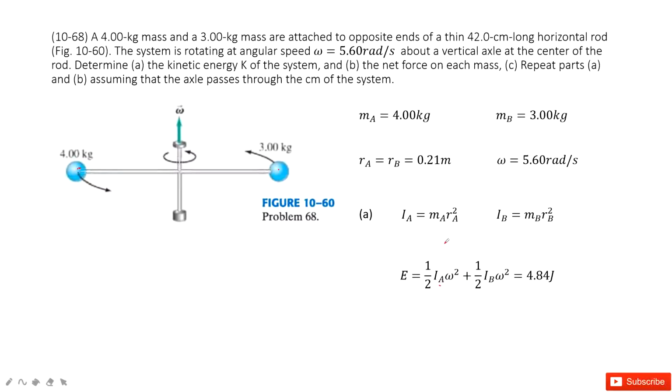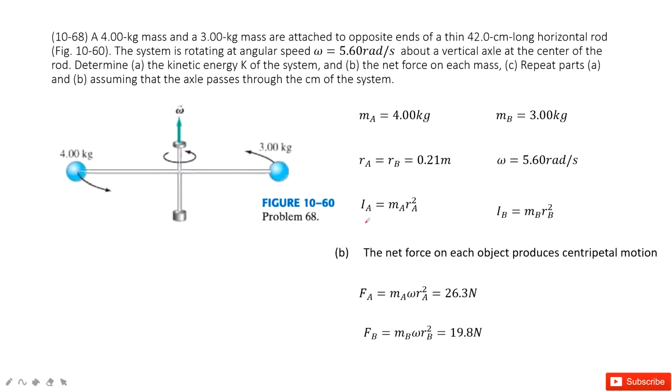The next one, we need to find the moment of inertia for object A and object B. For A, we have the mass times r squared. Similarly, we have IB equal to MB RB squared. Now we get this final answer, right? You just input this quantity inside, get the final answer.